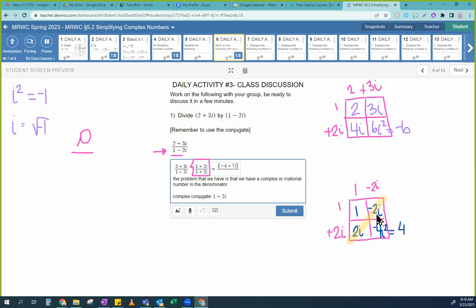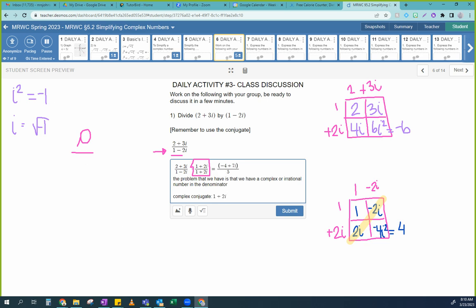So 2i minus 2i, that's 0. 1 plus 4, that's 5. So I'm going to write 5 here. So this is my total answer. I'm going to see if I can divide out any other terms. I don't see a 5 in negative 4 and 7i, so I can't simplify this anymore.